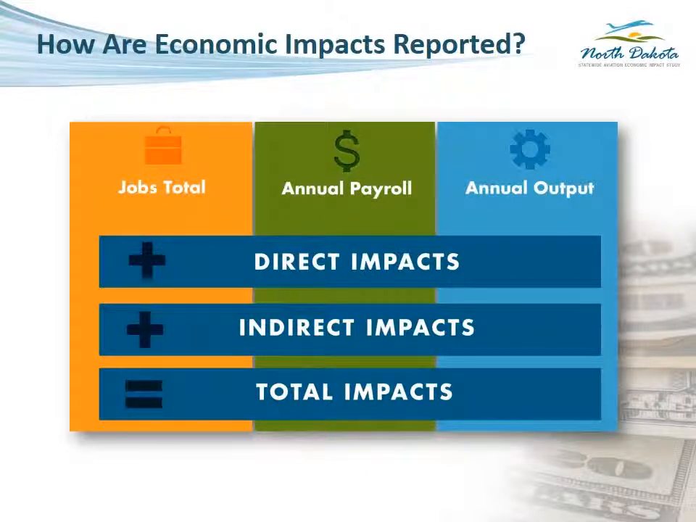For the next few slides, it would be helpful if you can have your airport's reported economic impacts from the study so you can follow along. Economic impacts presented in the study for your airport fall into three categories: direct impacts, indirect impacts, and total impacts. Your airport's total impacts are simply a sum of your airport's direct and indirect impacts.